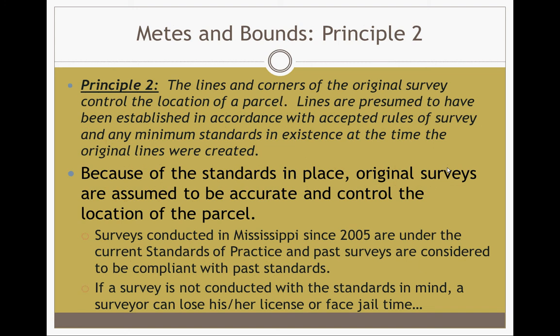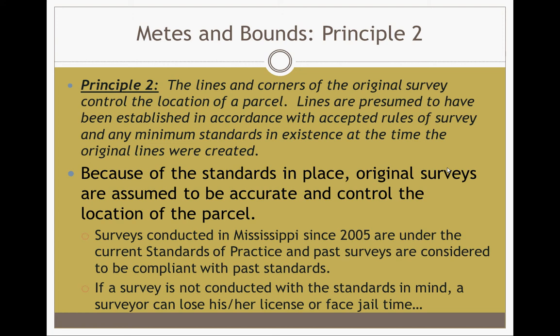All right, back to principles. Principle number 2. The lines and corners of the original survey control the location of a parcel. Okay, and this is important, that the lines and corners control the location of an original survey for the parcel. Lines are presumed to have been established in accordance with accepted rules of survey and any minimum standards in existence at the time the original lines were created.